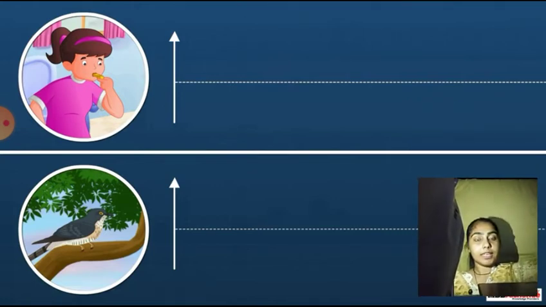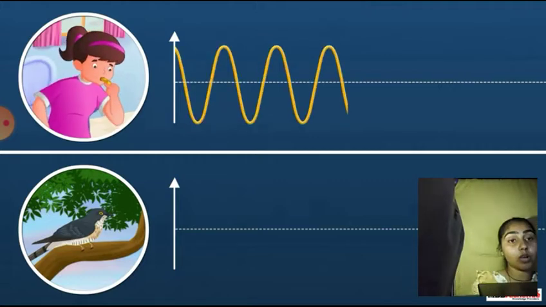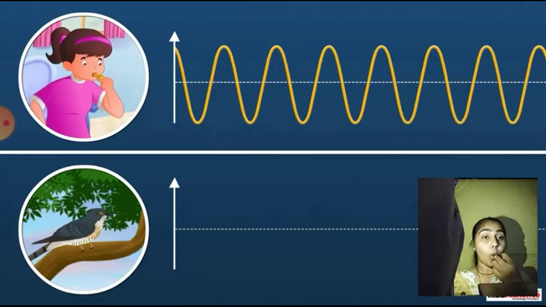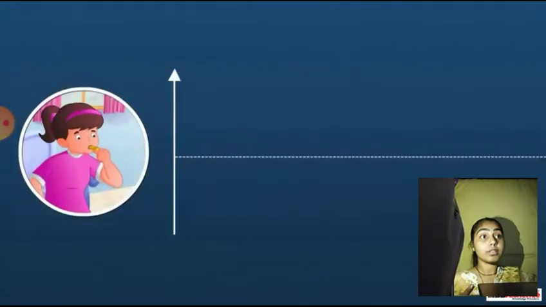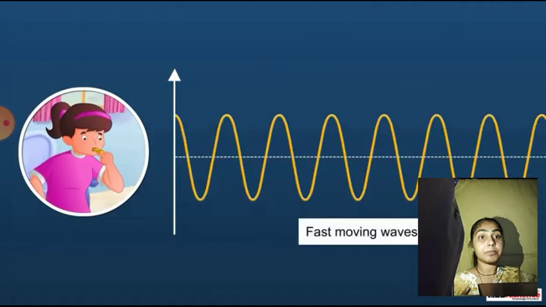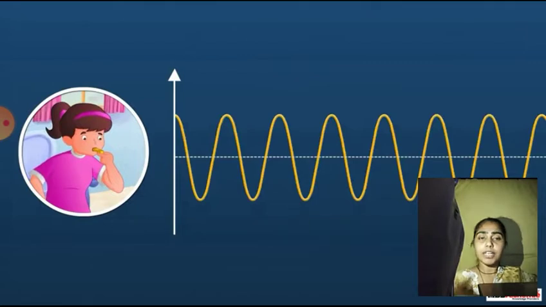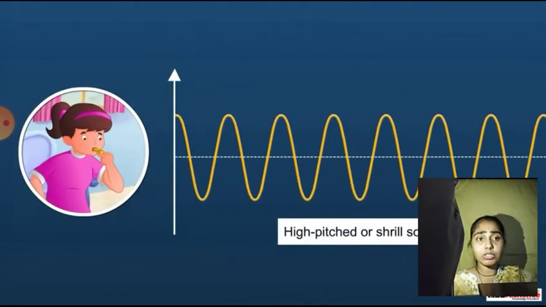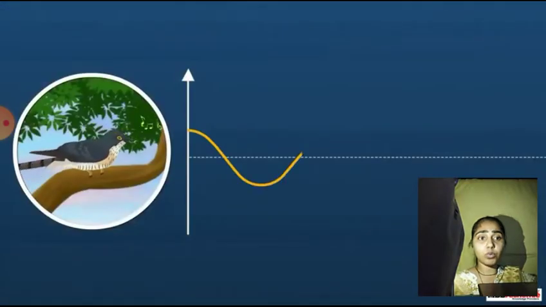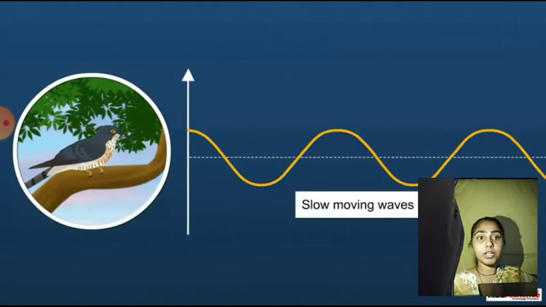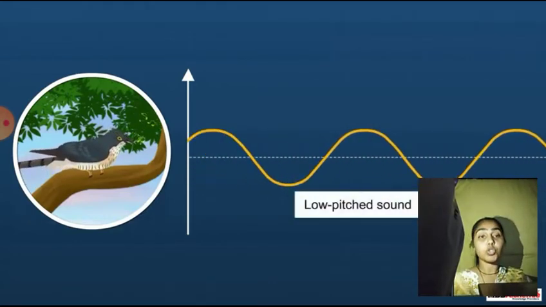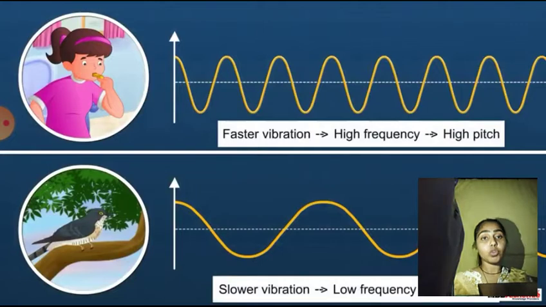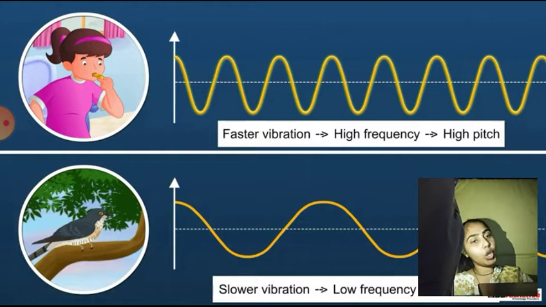Here you can see that when there is a whistle sound, it is different from the bird sound. The whistle is a high frequency, high pitched sound, whereas the bird sound is slow moving waves, a low pitched sound. So faster vibration means high frequency and high pitch. Slower vibration means low frequency and low pitch.